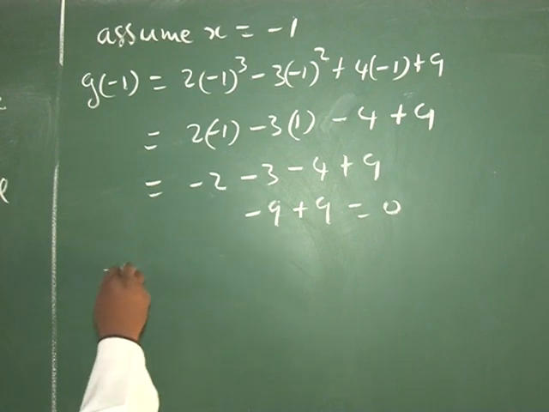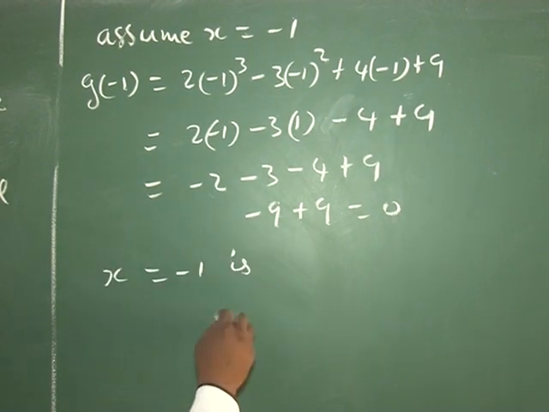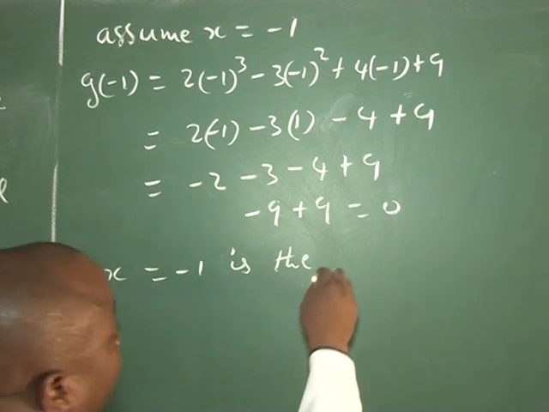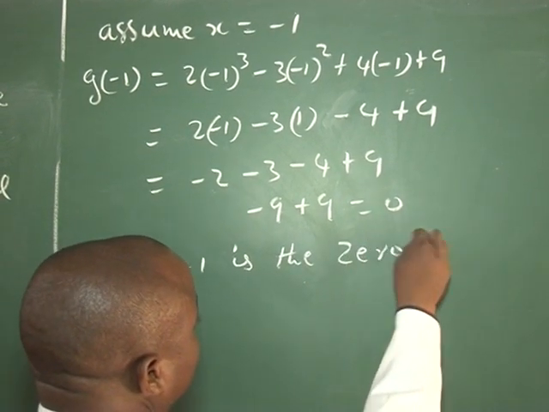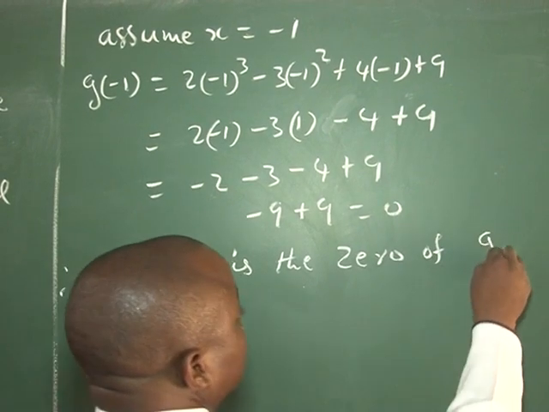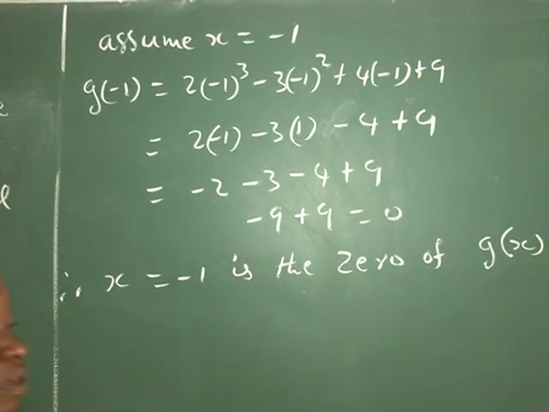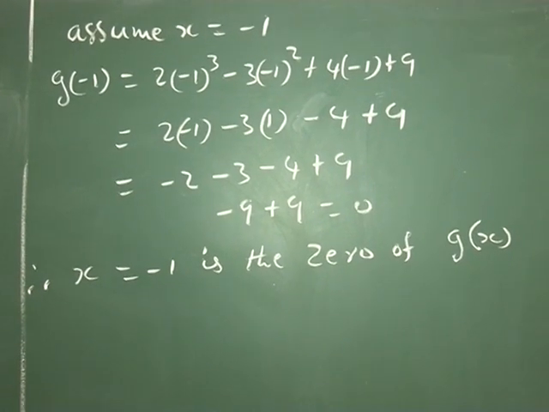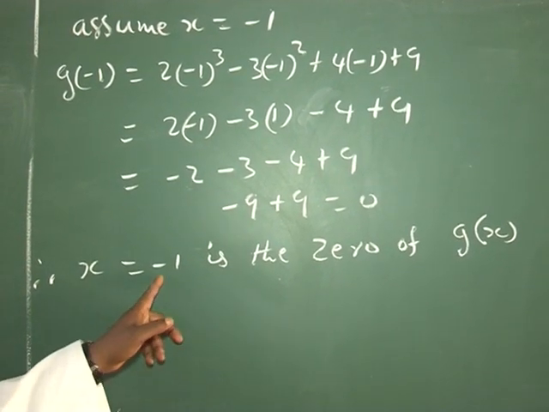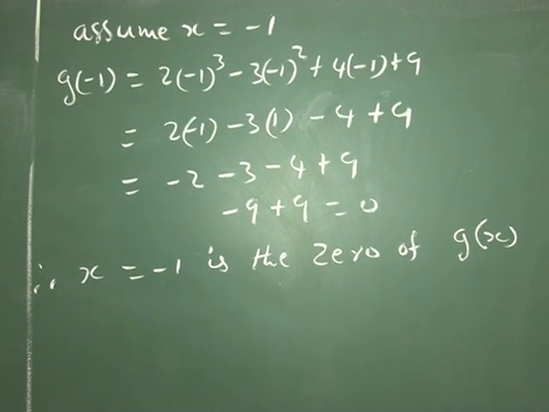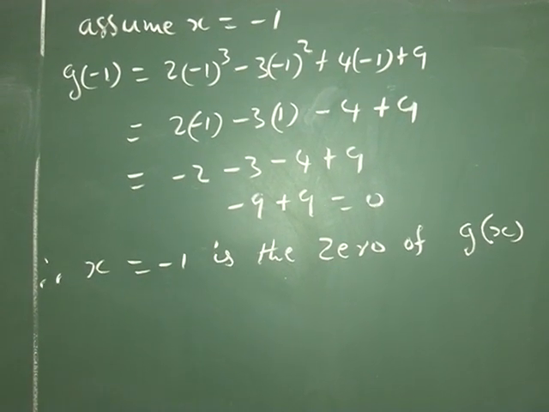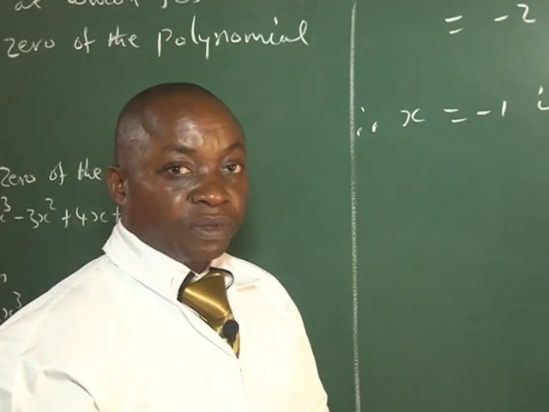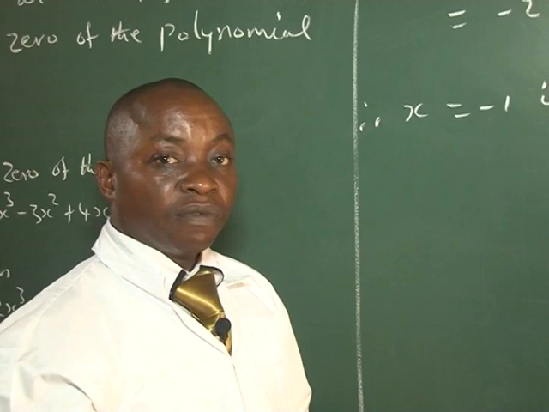Therefore, x equals minus 1 is the zero of g of x. That is the zero of the polynomial g of x. So the zero of this particular polynomial is x equals minus 1. Now, what do we use the zero of a polynomial to do? This will lead us to the factor theorem.